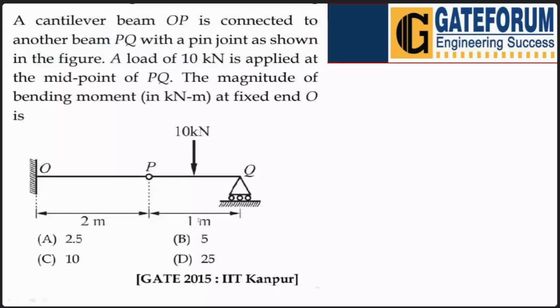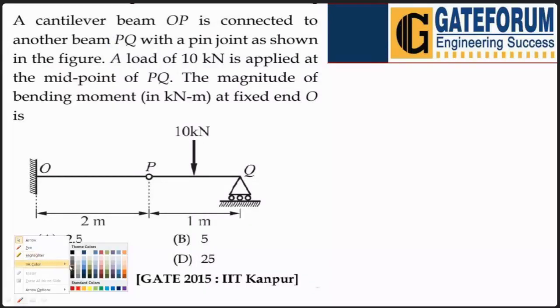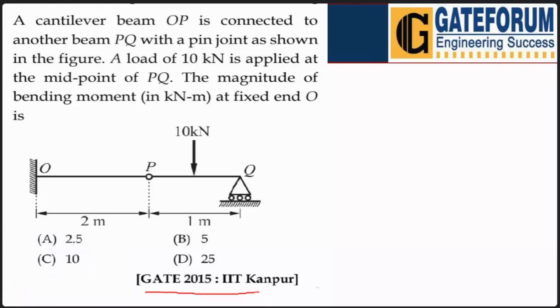Here we have one problem from the previous GATE, as you can see, from GATE 2015 IIT Kanpur. Just look here. Here we have a cantilever beam OP connected to another beam PQ with a pin joint as shown in the figure. So here we have a pin joint, that is an internal hinge, at point P. A load of 10 kN is applied at the midpoint of PQ. Here it is applied here.